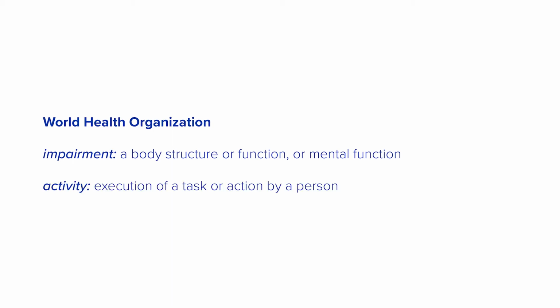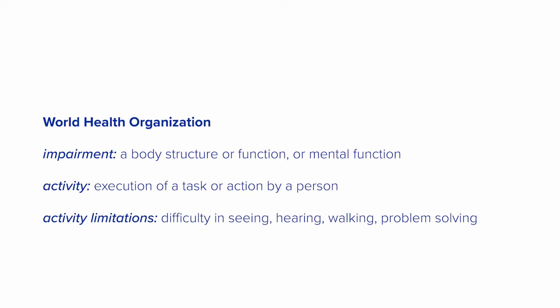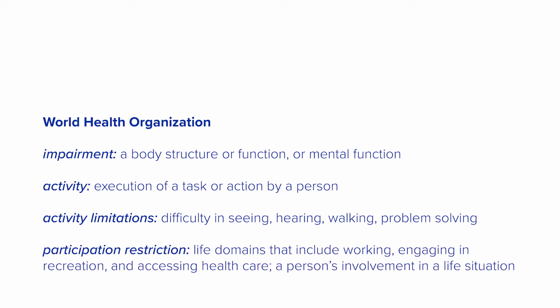Now, the World Health Organization further breaks out the disability definition and expands on it for us. In this definition, impairment is considered a body structure, function, or mental function. Activity is the execution of a task or action by a person, and activity limitations are things like difficulty in seeing, hearing, walking, problem solving. Now, participation restrictions are those life domains that include things like working, engaging in recreation, accessing healthcare. So participation here represents a person's involvement in a life situation.